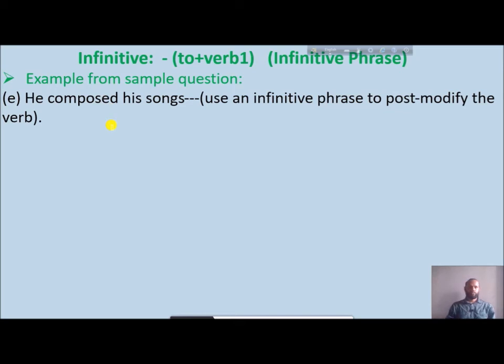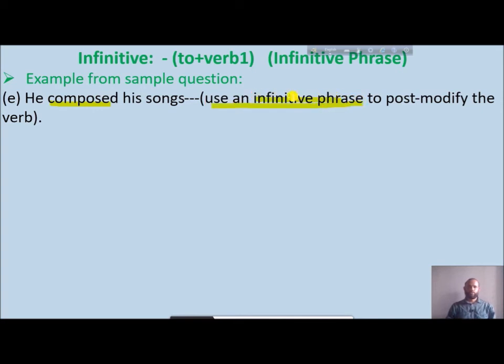Now we will talk about infinitive, and it is a very important grammar item in the modifier section, because one or two options you will get related to modifier, related to infinitive. Let's take an example before talking about infinitive. He composed his songs. Inside the bracket it's written: use an infinitive phrase to post-modify the verb. Here we have to modify the verb composed, and the direction is to use an infinitive phrase.